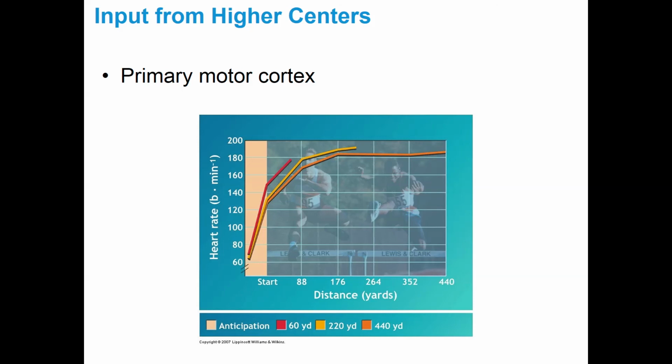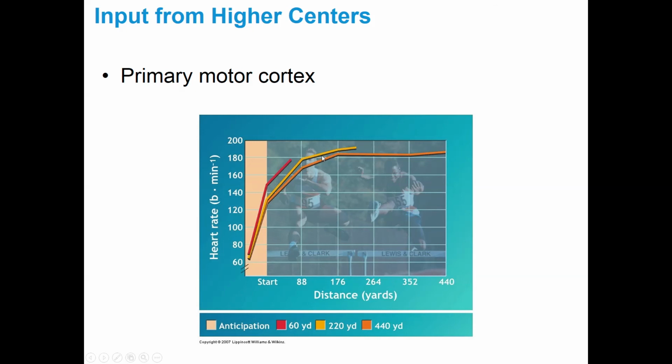And the other interesting thing about that is that you see a little bit slower increase, or less of an increase, if somebody is running a longer race. So you can see here for the 220 that their heart rate before they left the blocks was somewhere around 135 as opposed to 150.